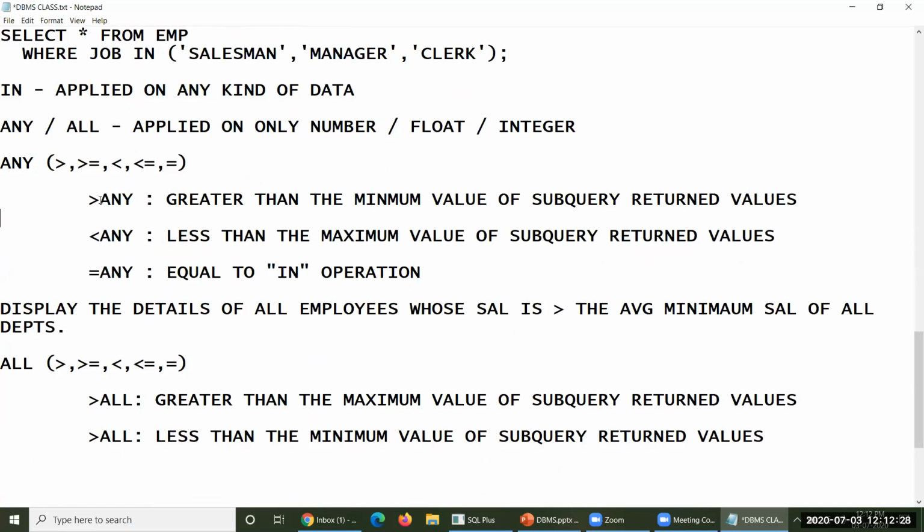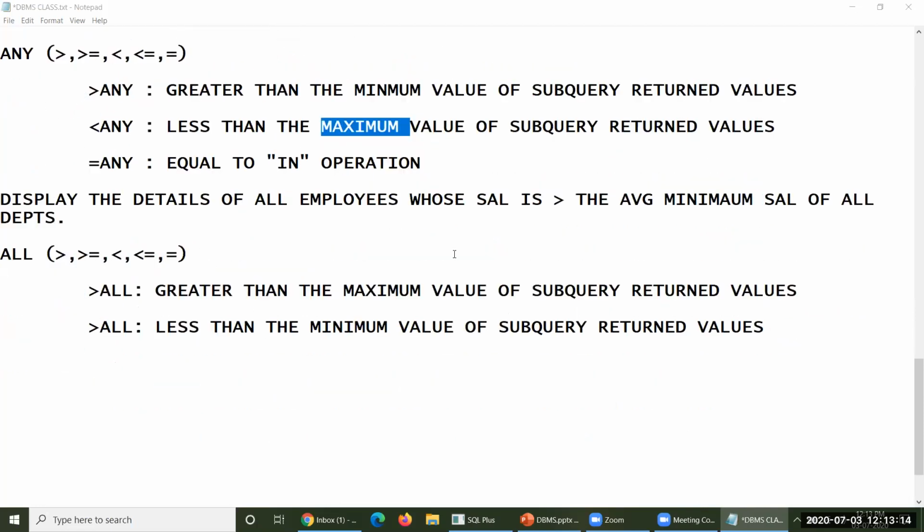So greater than ANY means greater than the minimum value of the subquery's return values. The subquery might return some number of values, and out of those the minimum can be identified. So the rows greater than that minimum value will be displayed. Conversely, less than ANY means less than the maximum value of the subquery's return values. The subquery could return a set of values having some minimum and maximum values. Identify the maximum value, and every row less than that maximum value is satisfied and displayed. Quite the converse of these two are greater than ALL and less than ALL.